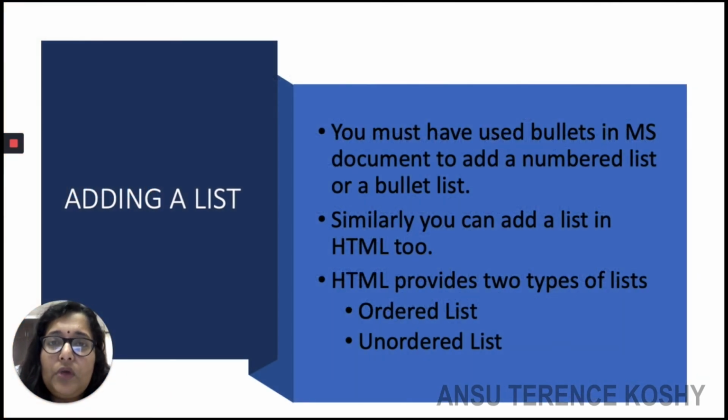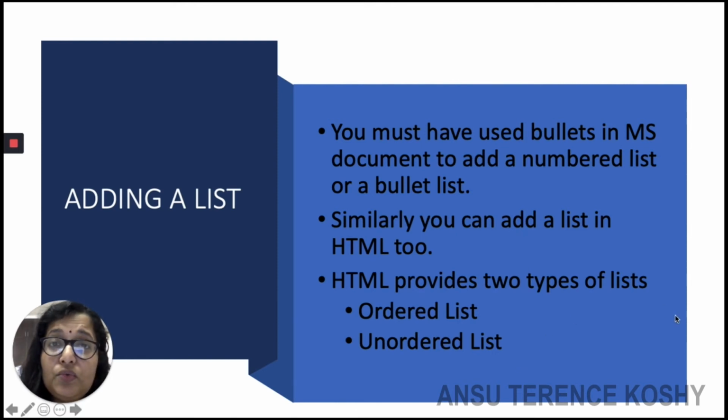Now, we will talk about adding a list. How do you add a list into your program? You must have used bullets in MS document to add numbered list or a bullet list. Similarly, you can add a list in HTML too. Here I have used a bulleting method here. These are bullets. Okay, this is a filled circle. This is a bullet that I have used to show you the points in a differentiated manner. So you can use the same thing in a web page too.